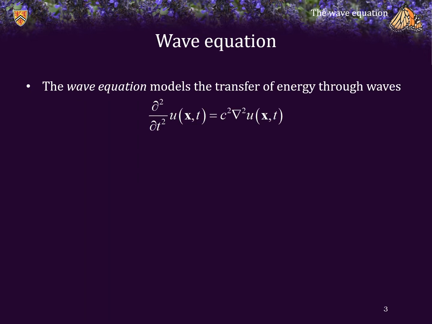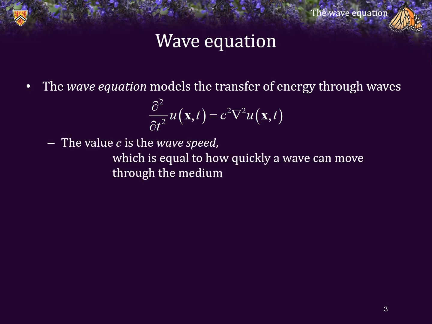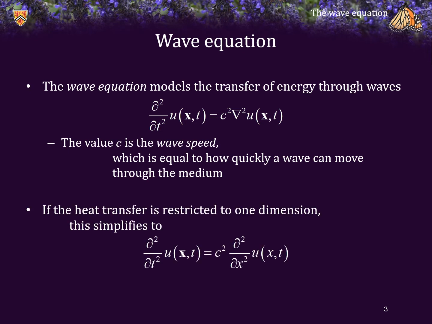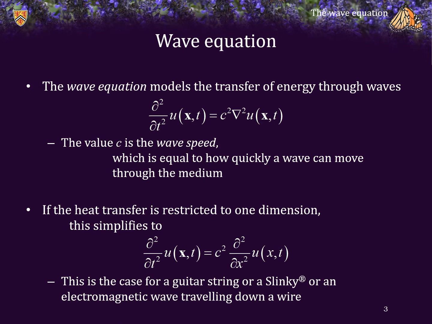The wave equation models the transfer of energy through waves. Here the value c is the wave speed, which equals how quickly a wave can move through a specified medium. Now, one thing that's nice about this, as before with the heat equation, is it simplifies if we have only one spatial dimension, to a second partial with respect to time being proportional to a second partial with respect to that one spatial dimension. This is the case if you have, for example, a guitar string or a slinky or an electromagnetic wave traveling down a wire.